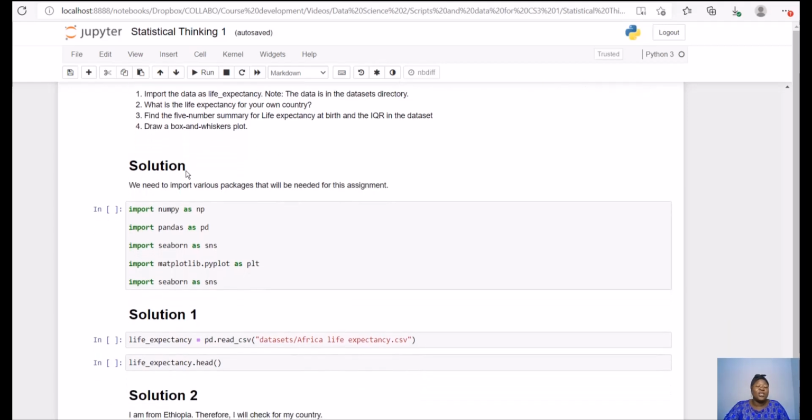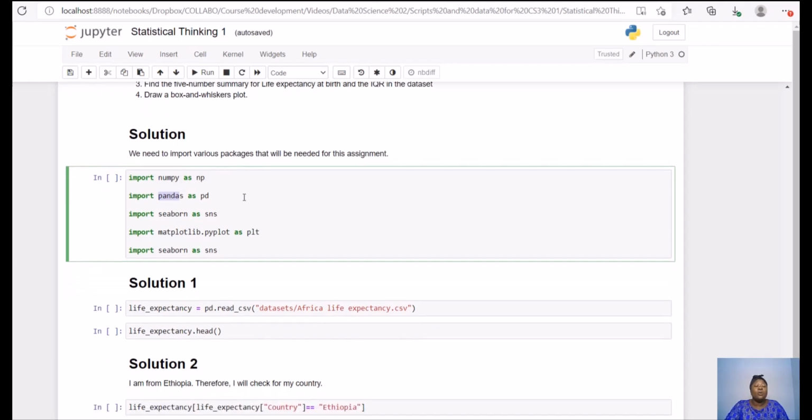So the solution: what is the first thing to do? The first thing to do is to import all of your various packages, as is our tradition. You import NumPy as np, you import Pandas as pd, and you import Seaborn as sns, so that we can use that to draw our graph. With that, you run it to successfully import all of your packages. Now we have run it and there is no error.